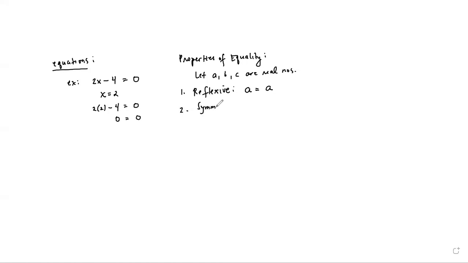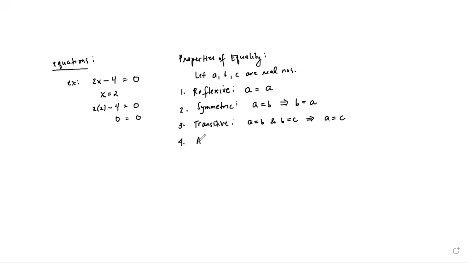Second is the symmetric property of equality, and this states that if A is equal to B, then it would imply that B is equal to A. So in this case, we can interchange the quantities in the left-hand side and in the right-hand side, and still, both quantities are equal. Third, we have the transitive property of equality. And this states that if A is equal to B and B is equal to C, this would imply that A is equal to C.